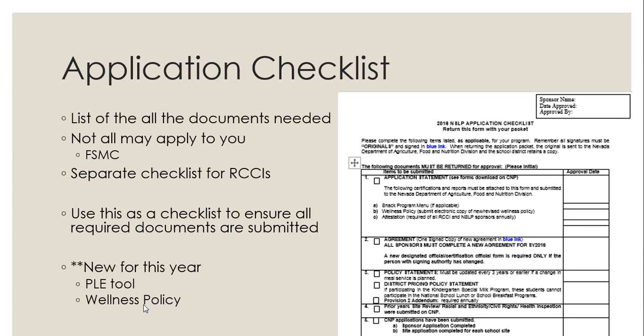We have two things that are new this year. We've added a requirement for you to submit a completed paid lunch equity tool, and that just applies to our NSLP sponsors. You won't see that on the RCCI checklist because, of course, you don't have any paid kids, generally speaking. And we'd also like you to submit a copy of your wellness policy. We know that this has been a transitional year for folks, but we'd like you to submit your wellness policy, and we're going to run that through a checklist and provide you with any feedback if it's not quite up to speed with our revised Nevada school wellness policy.